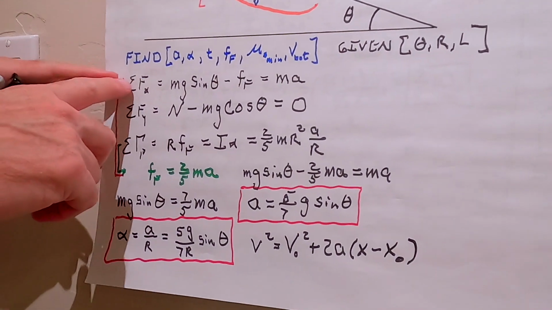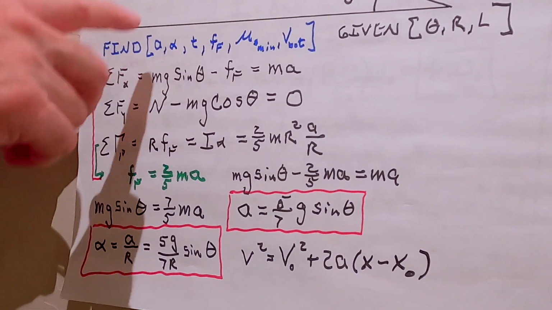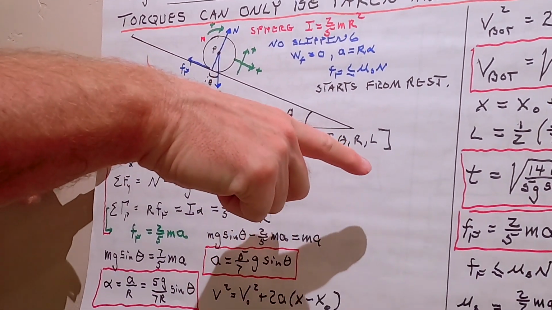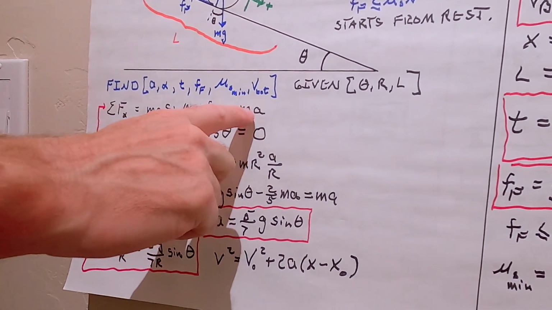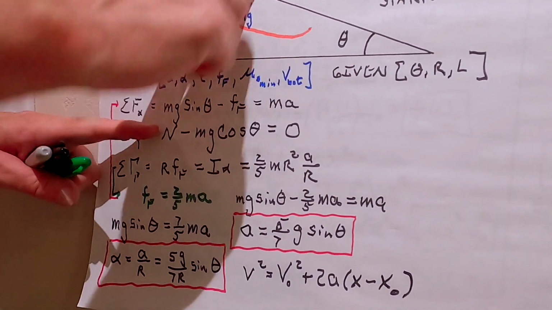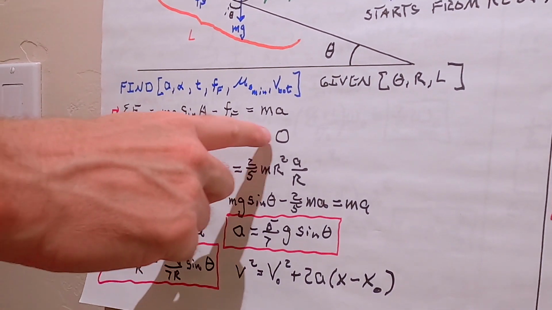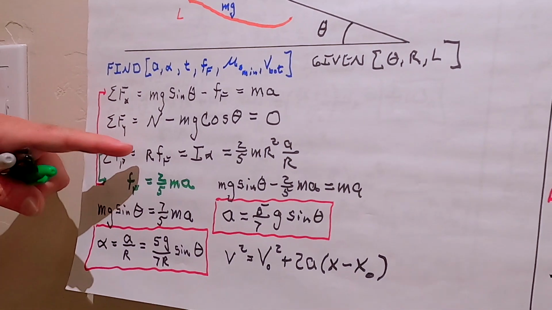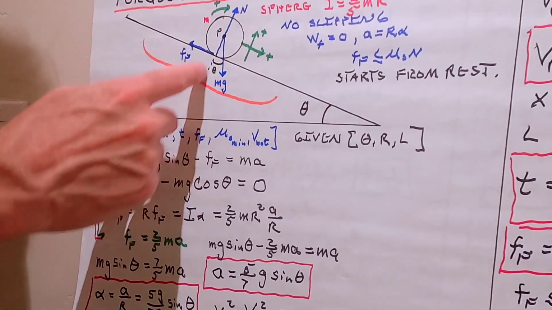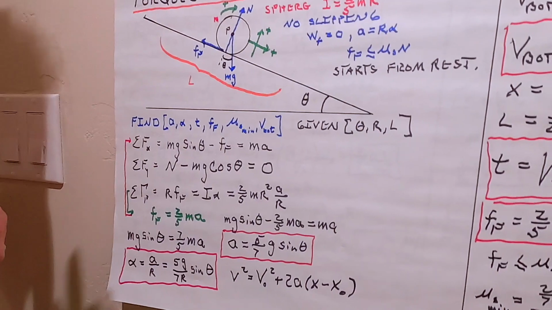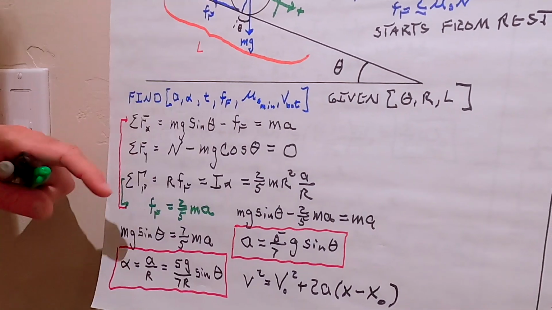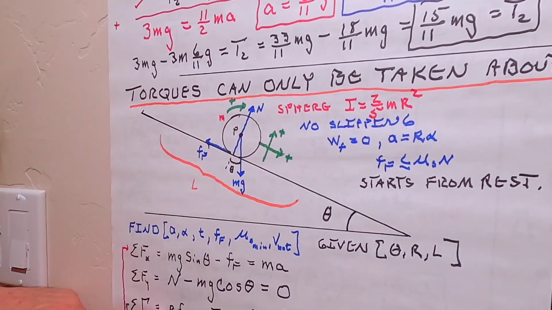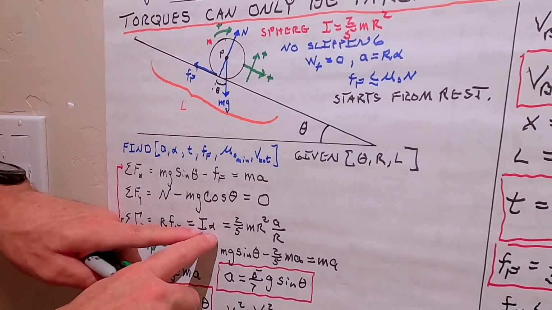If we look at the sum of the forces in the x, I'm putting my coordinate system like this. We get mg sine theta minus the friction equals ma. We get n minus mg cosine theta, just like we did before, equals 0. But now the only thing that's causing this to rotate is the frictional force. I don't have to worry about the normal or the mg because they go right through that point. So all we have is the friction times the radius, r cross f, equals I alpha.